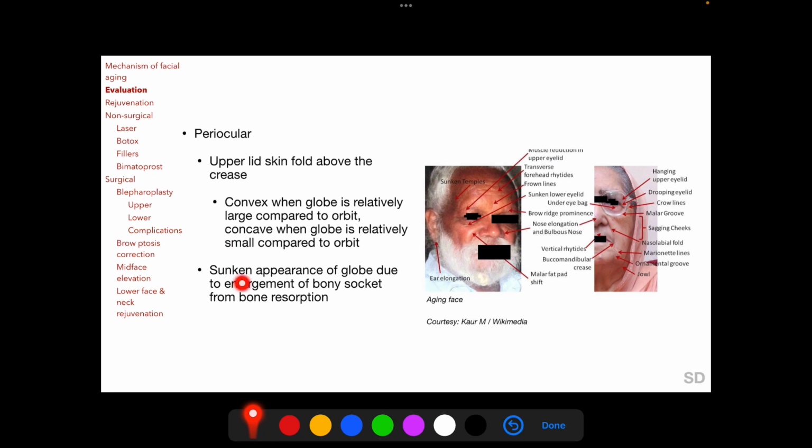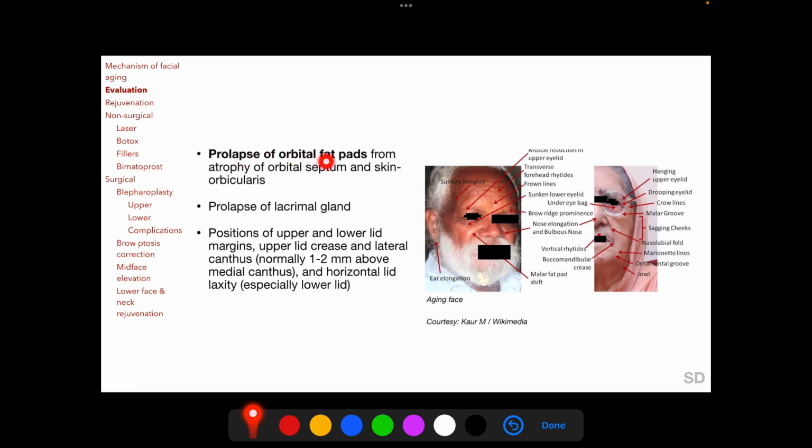A sunken appearance of the globe from enlargement of the bony socket due to bone resorption. Prolapse of orbital fat pads, which is a very important contributing factor to periocular aging changes, and this occurs from atrophy of the orbital septum and the skin orbicularis layer. Prolapse of the orbital lobe of the lacrimal gland.